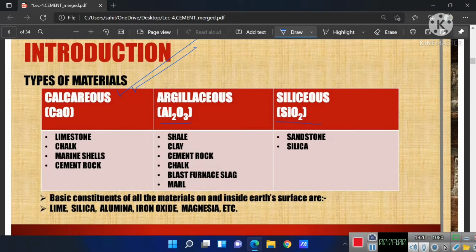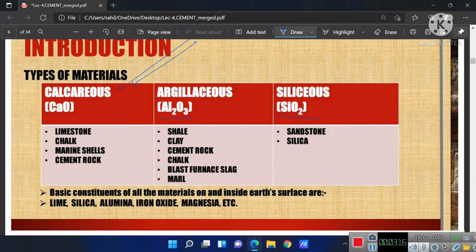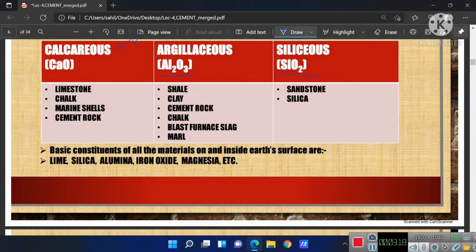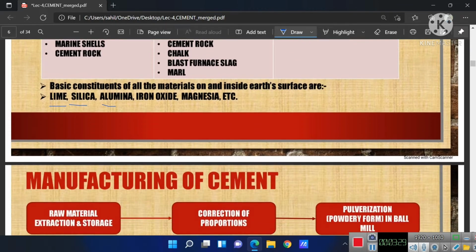Now here are some examples of calcareous materials, that is limestone, chalk, marine shells, cement rocks, and for argillaceous there are shale, clay, cement rock, chalk, blast furnace slag, marl, etc. In case of siliceous, there is sandstone and silica. And the basic constituents of all materials found on and inside the earth's surface are lime, silica, alumina, iron oxide, and magnesia, etc. These are the major compounds.